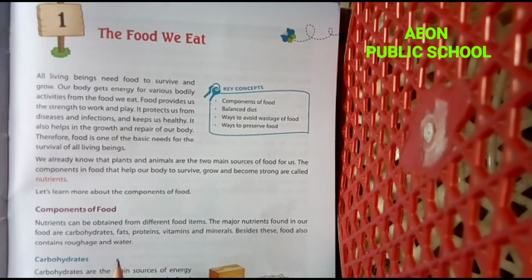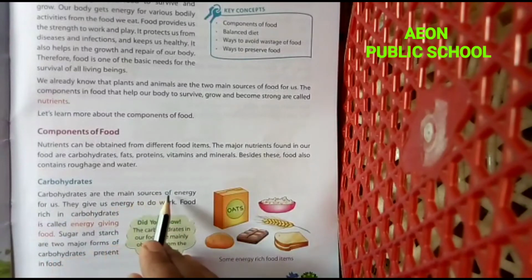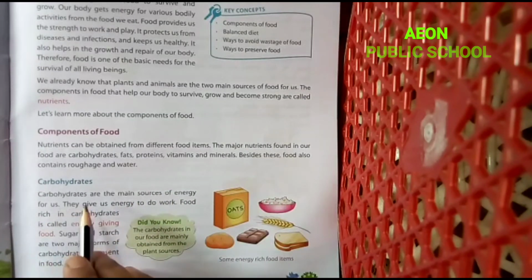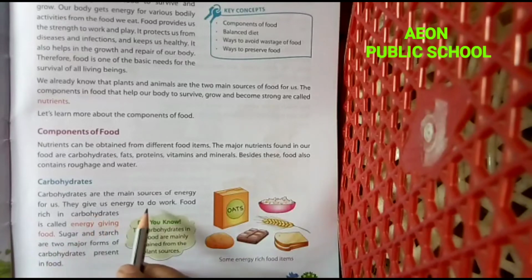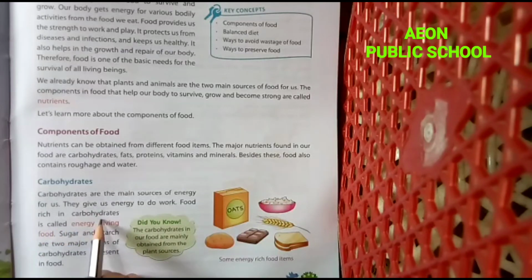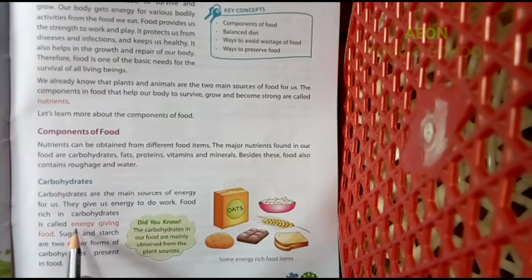So first, let's see carbohydrates. Carbohydrates are the main source of energy for us. They give us energy to do work. Food rich in carbohydrates is called energy giving food. So in the food, if carbohydrates are present, it is called energy giving food. From that we get energy.